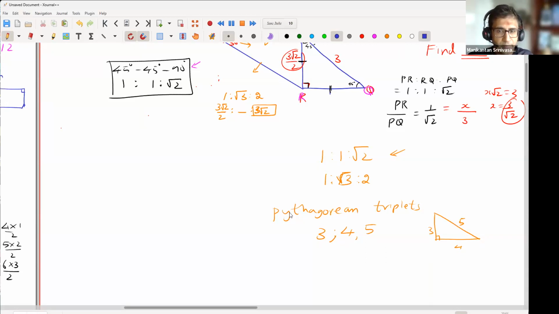Okay, Akshaj, go ahead. 12, 5, 13. Yeah, 5, 12, 13. I try to go in ascending order. 5, 12, 13. That's a good one. Yeah, Neve, another one.